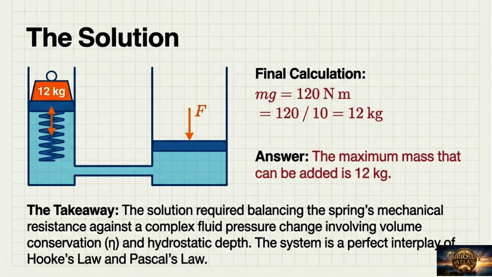To find the maximum mass, we divide the weight by gravity. 120 newtons divided by 10 gives 12 kilograms. The maximum mass that can be added is 12 kilograms. This solution balanced mechanical resistance against a complex fluid pressure change, illustrating the interplay of Hooke's law and Pascal's law.